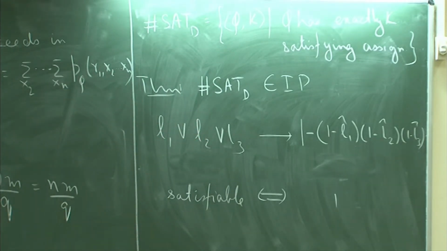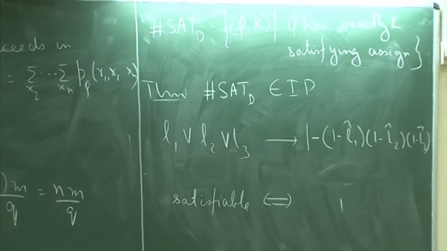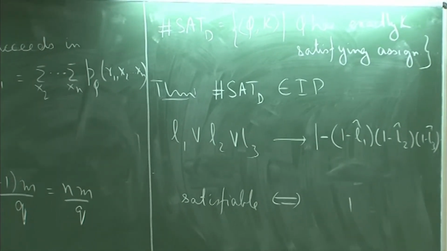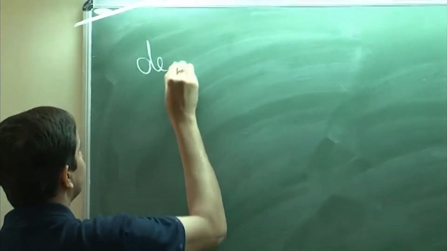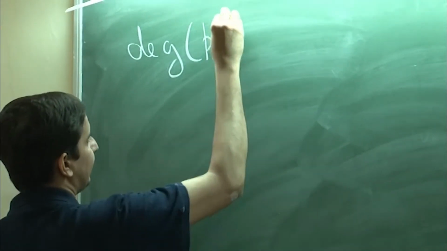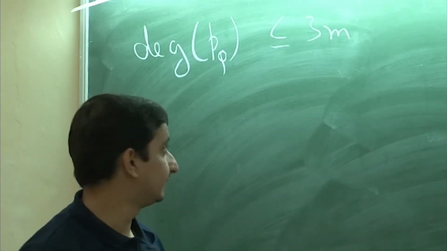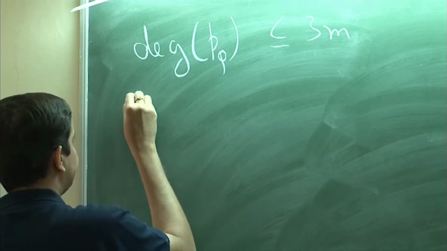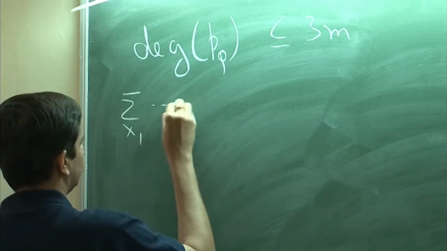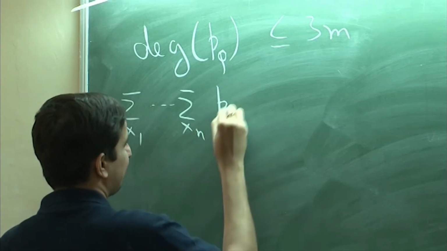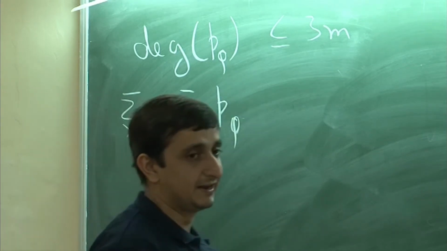So there are some small changes now. The first change is that the polynomial corresponding to a clause now has degree 3. Earlier it had only degree 1. So the total degree of p phi was just m, but now the degree of p phi can be as large as 3m. But this summation over x1 through xn, how large can the value of this summation be now?